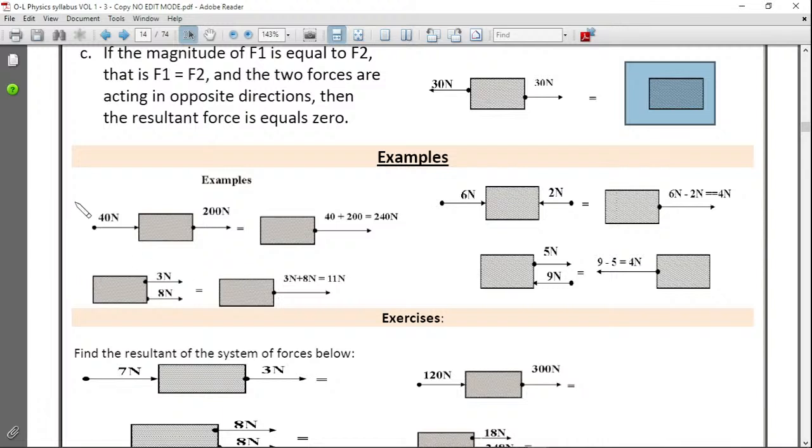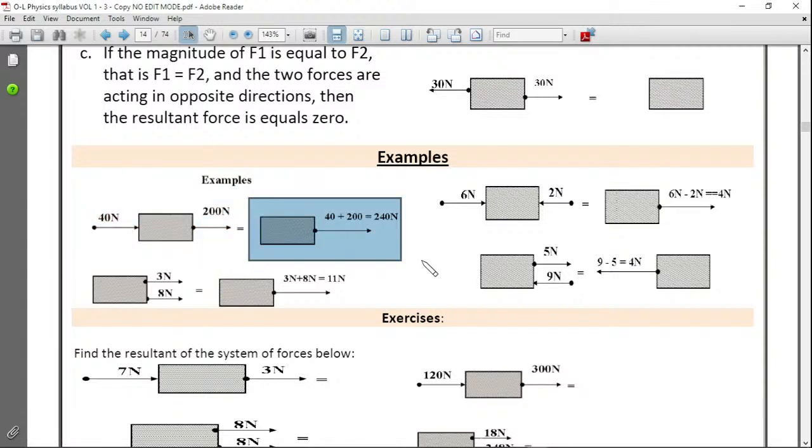Here we have these 40 newtons and this 200 newtons acting on this object. This 200 newtons is greater than these 40 newtons. But what about their directions? Directions are the same. They're all acting towards the right. So the resultant is the sum. We have 40 plus 200, which is 240.